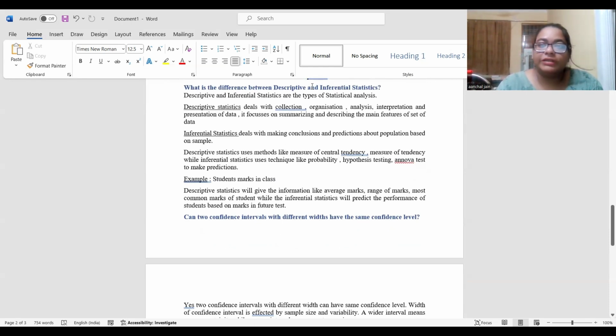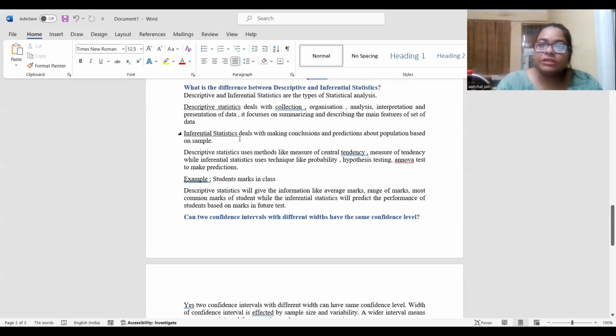What is the difference between descriptive and inferential statistics? So descriptive statistics and inferential statistics are two different types of statistical analysis. When we try to find the mean, mode, variance, etc., and when we try to find the probability, then both these statistics are used. First, let's start with descriptive statistics. It is basically the collection, organization, analysis, interpretation and presentation of data.